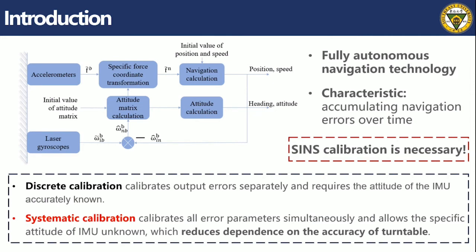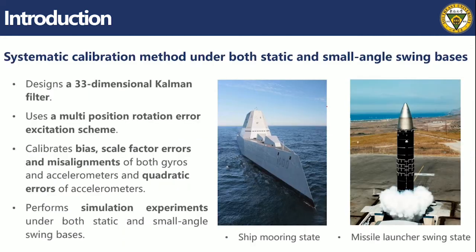Systematic calibration is widely researched worldwide. Systematic calibration calibrates error parameters simultaneously and allows the specific attitude of the IMU to be unknown, which reduces dependence on the accuracy of the turntable. Systematic calibration is also a good online calibration method and has its research value. These two papers mainly study systematic calibration under both static and small angle swing basis.